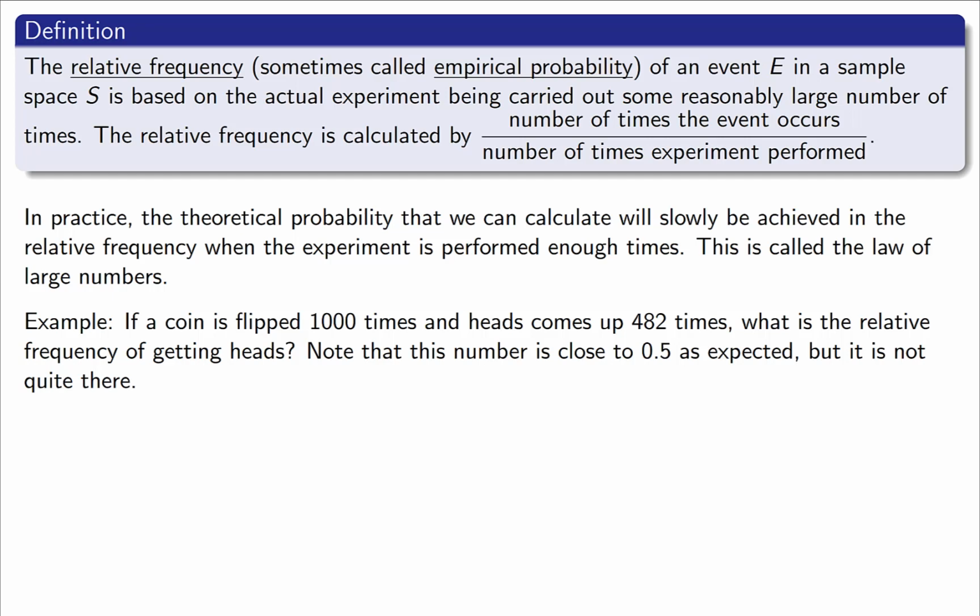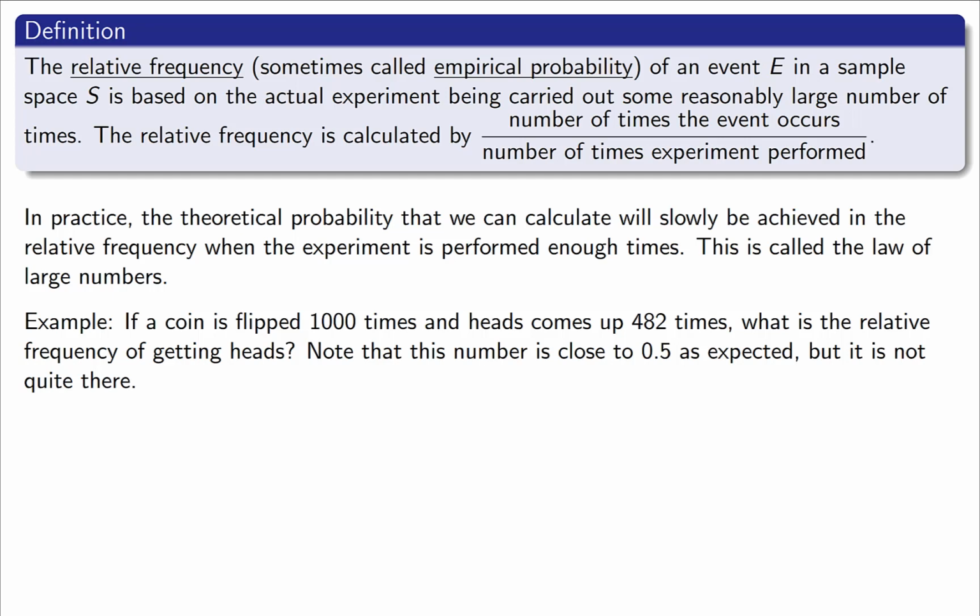Now what's interesting is in practice, if theoretical probability is correct and the relative frequency is done enough times, they will actually converge to be the same value. But enough times is just do it and do it and do it, and you'll see it gets closer and closer to the theoretical probability. We call this the law of large numbers.